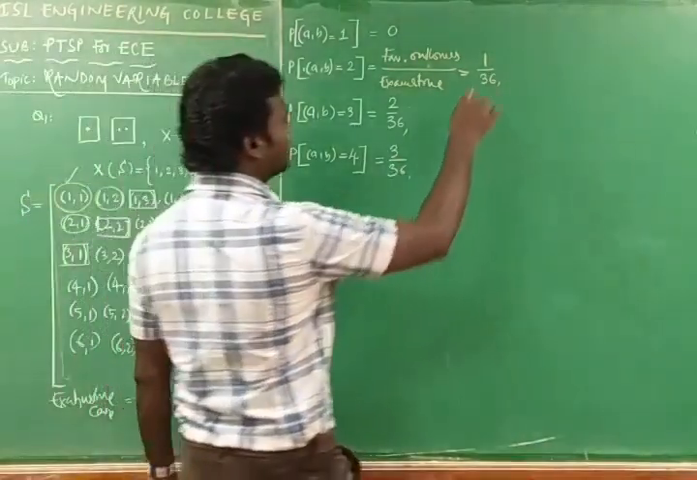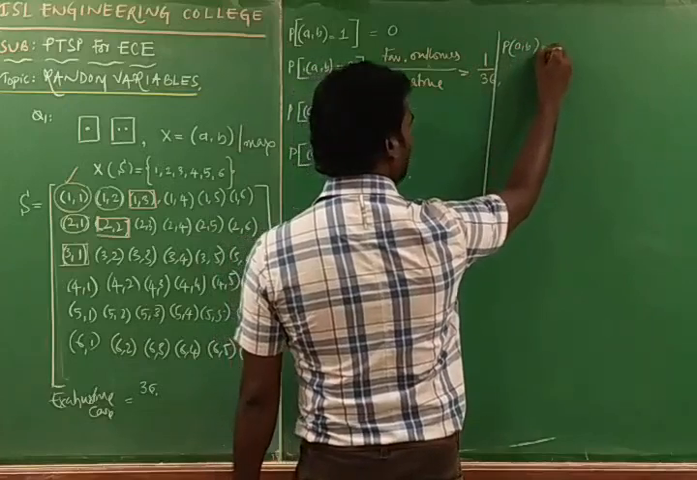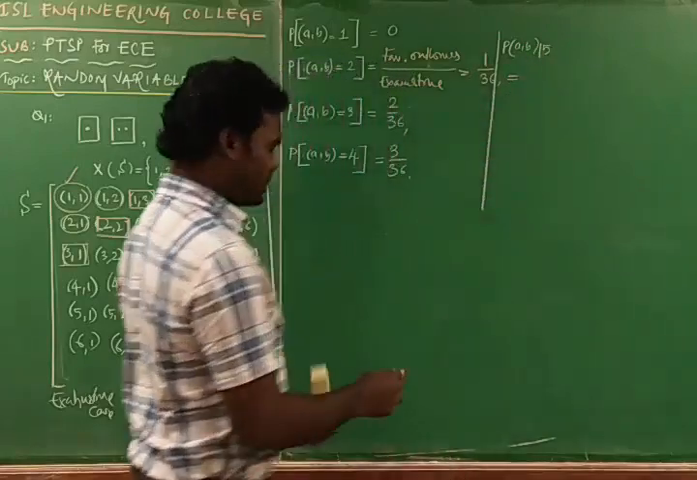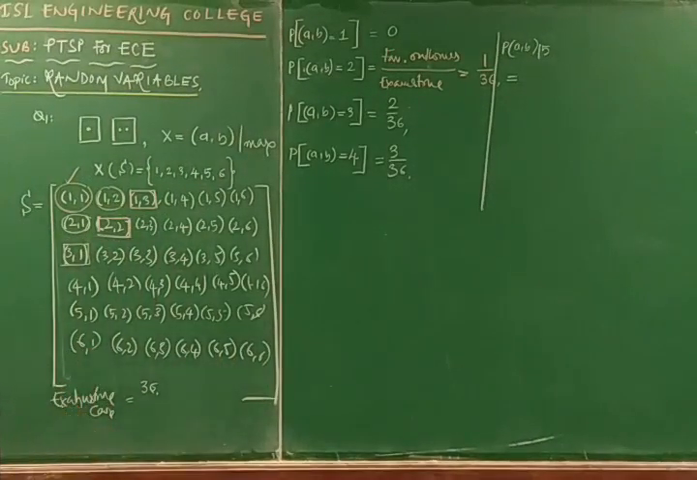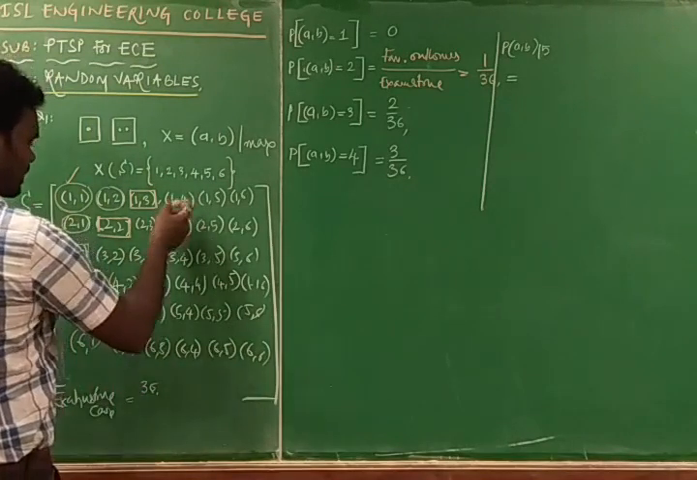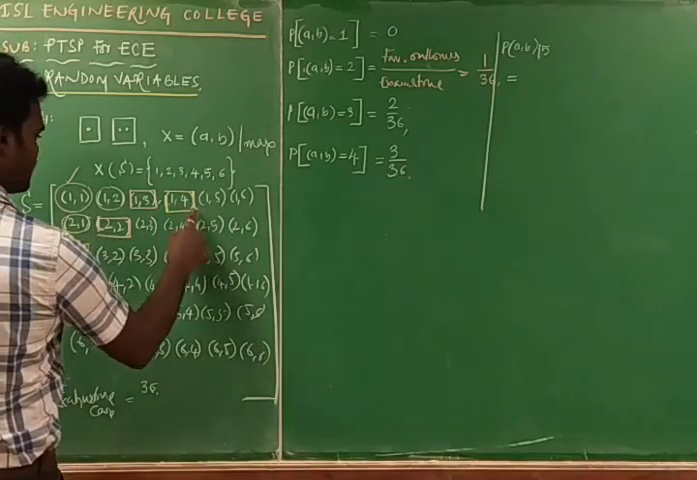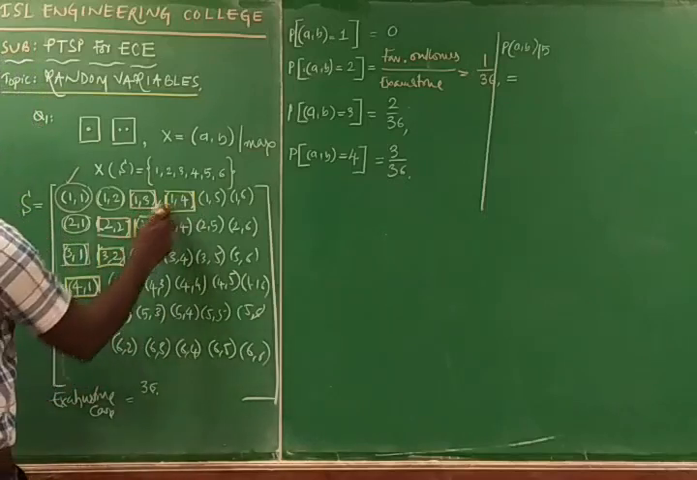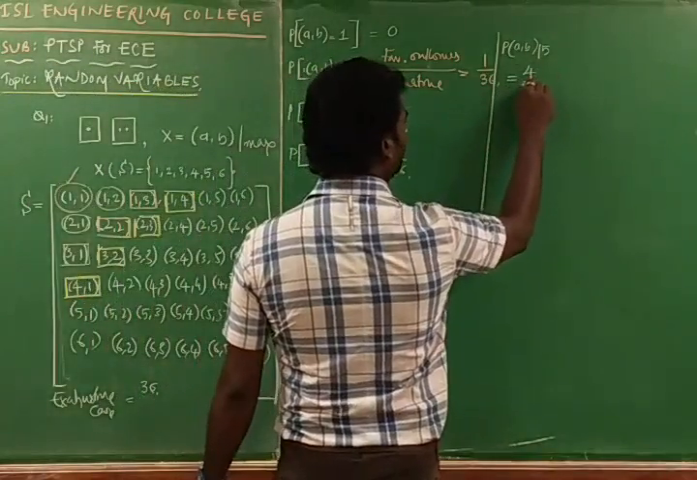And next, you can go with the next condition: probability of A comma B whose sum is equal to 5. Then you can go with another combination of this set. This is 1 comma 4, that is 1 plus 4 is 5, 2 plus 3 is 5, then 3 plus 2 is 5, 4 plus 1 is 5. 1, 2, 3, 4. 4 favorable cases are there, so 4 by 36.